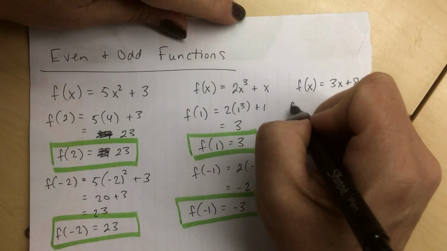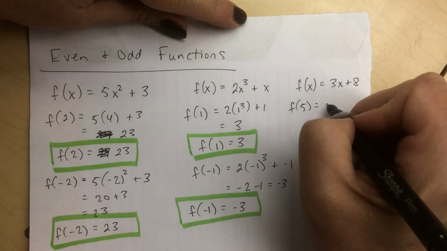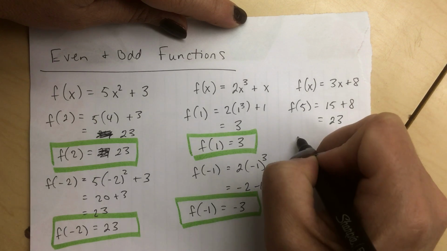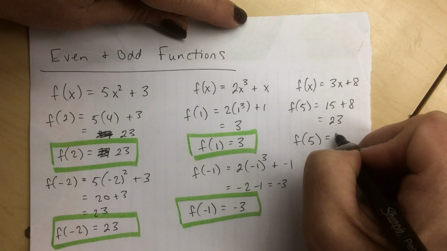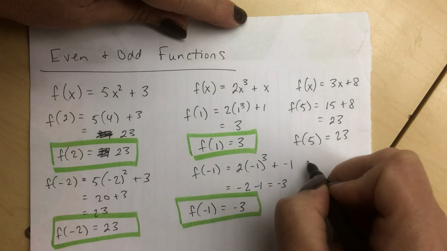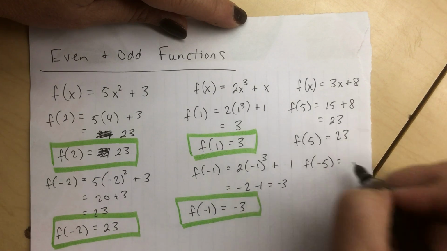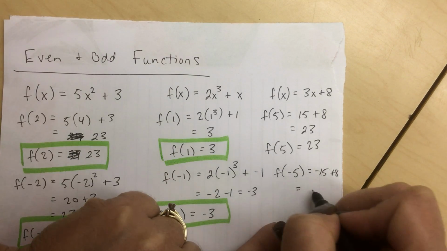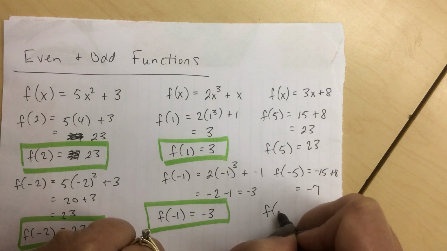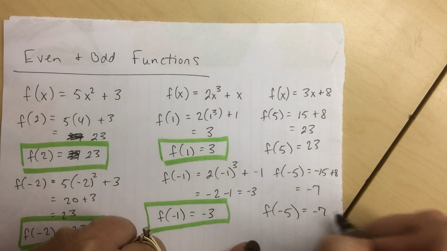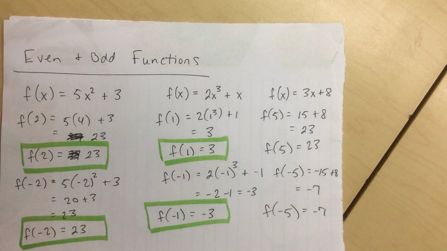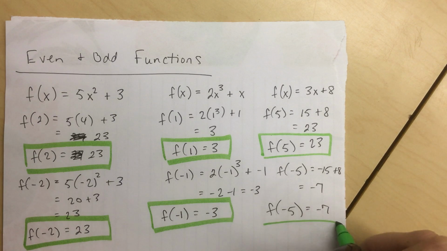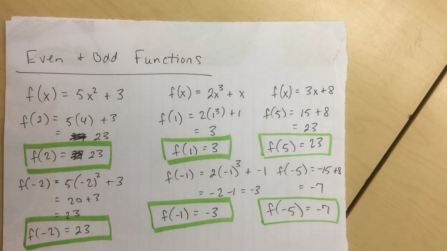Let's do f of 5 over here. That would be 15 plus 8, so that would be 23. So f of 5 is equal to 23. Let's do f of negative 5. That would be negative 15 plus 8. That would be negative 7. So we have f of negative 5 is equal to negative 7. So let's draw attention to that. F of 5 is 23. F of negative 5 is negative 7.